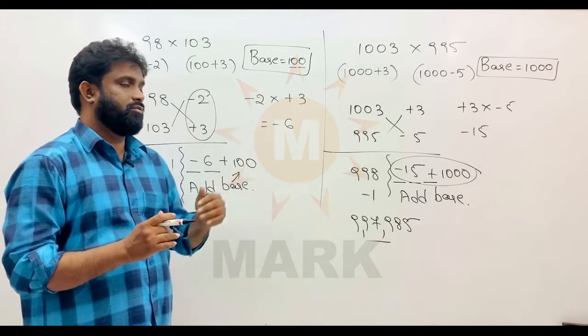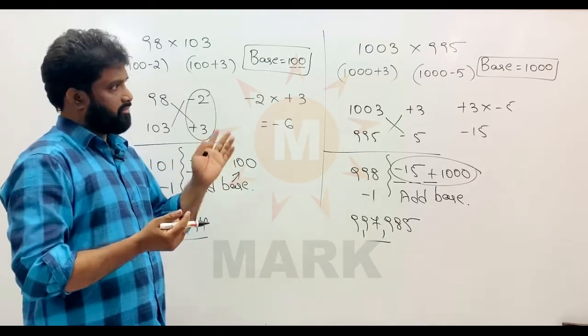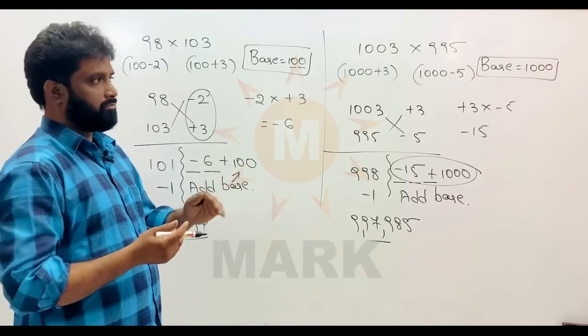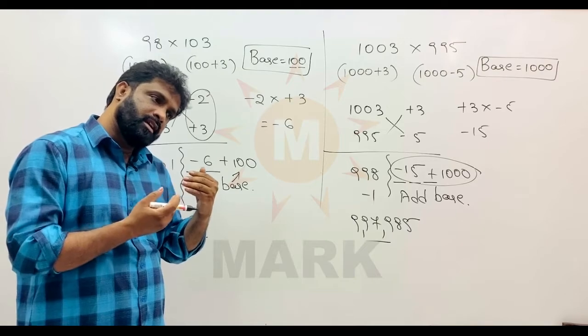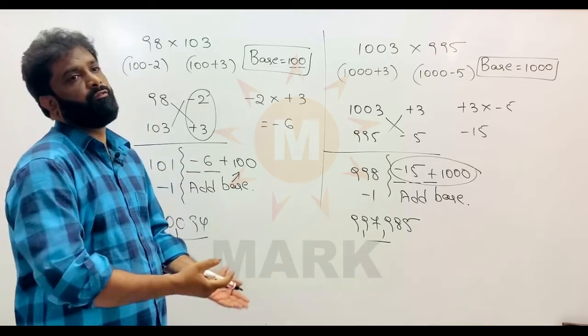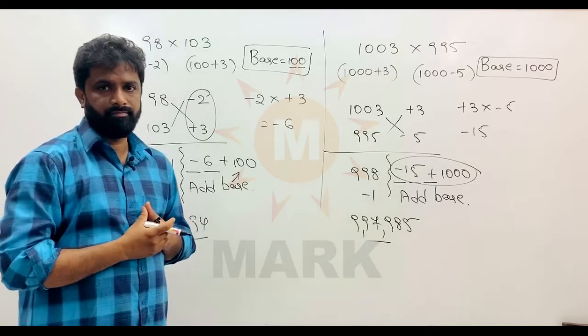So with this multiplication, we have seen three cases with two examples in each case. What if both the numbers are in the lower neighborhood? What if both the numbers are in the upper neighborhood? And what if one number is in the lower neighborhood and the other number is in the upper neighborhood?